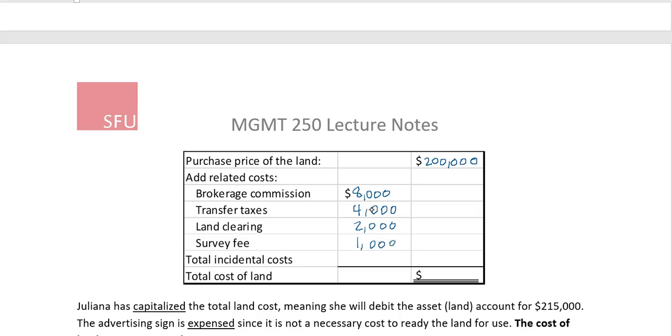So first and foremost, we will have a $200,000 purchase price. Then we will add on all the things we are able to as cost of land. So we have 8,000 for brokerage commission, 4,000 for transfer taxes, 2,000 for land clearing, and 1,000 survey fee. All those costs add up to 15,000. And when we add on the 200,000, we get 215,000 cost of land.